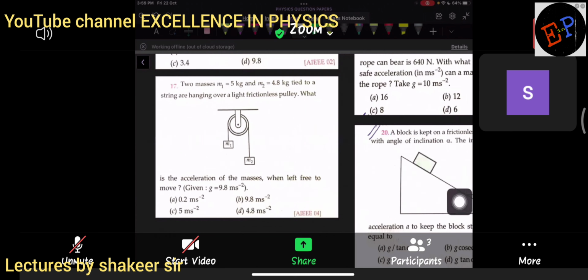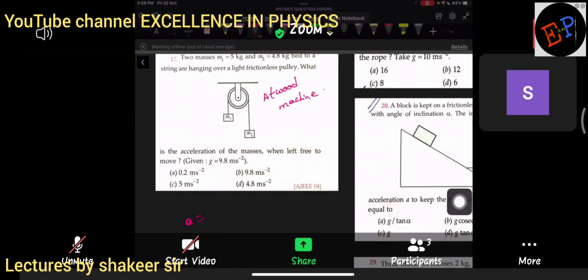Two masses 5 kg and 4.8 kg are connected by a string passing through a frictionless pulley. So this is an Atwood machine. Clear now? What is the acceleration of the masses? What is the equation of acceleration in the case of an Atwood machine? A is equal to (m2 minus m1) divided by (m1 plus m2) into g. So just substitute here, you will get the answer. Fine?